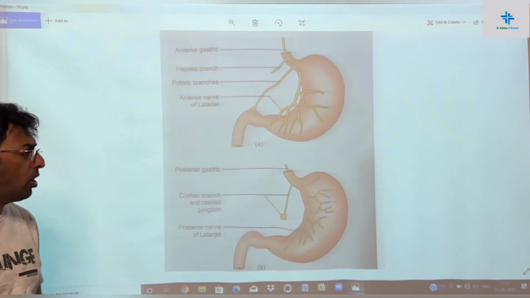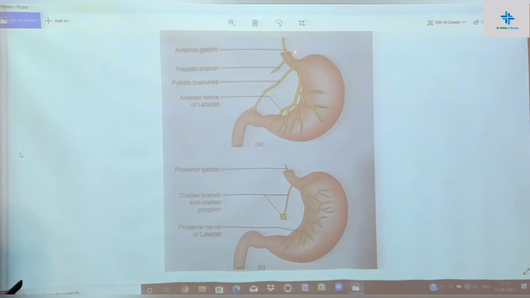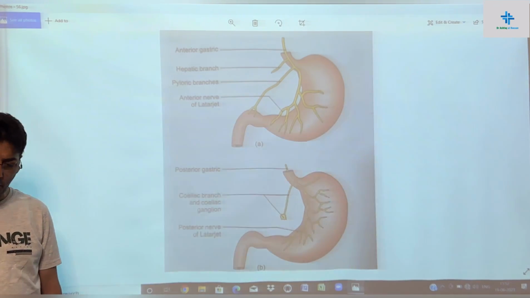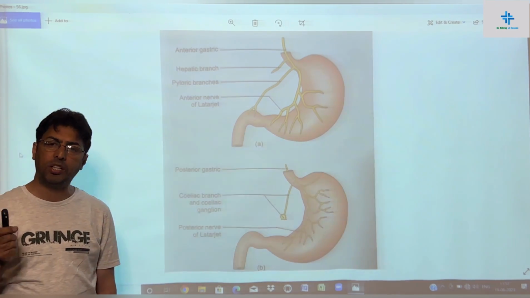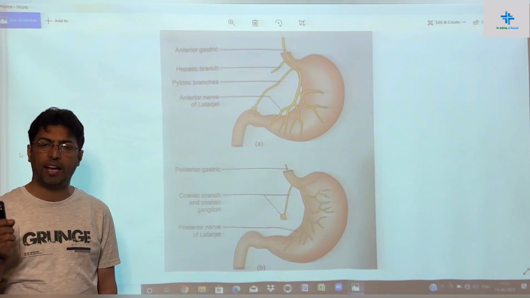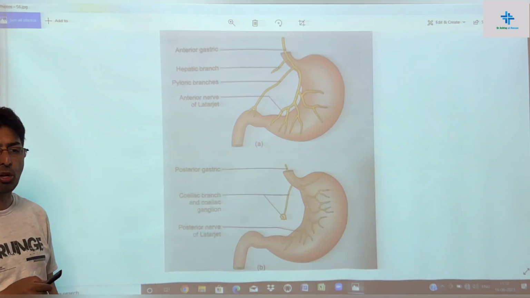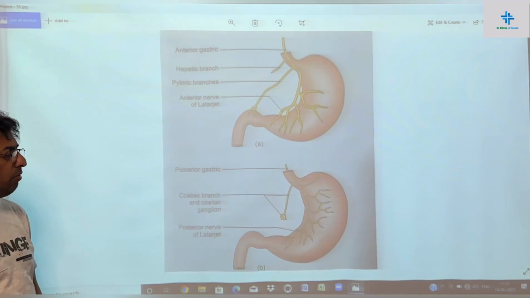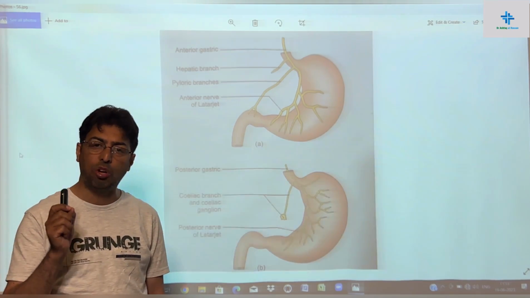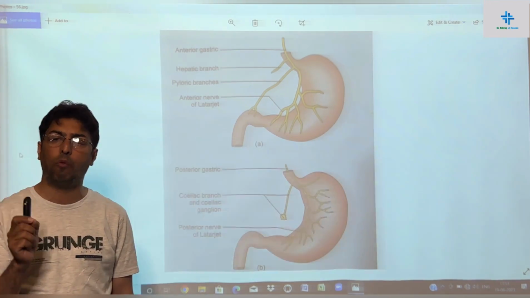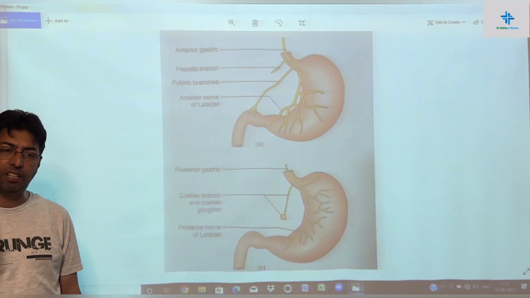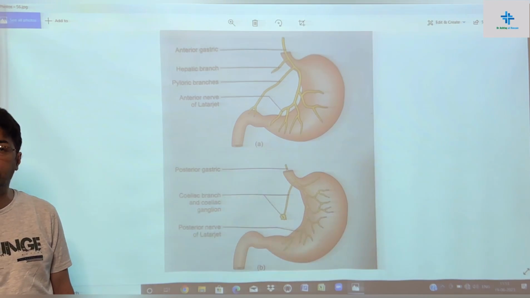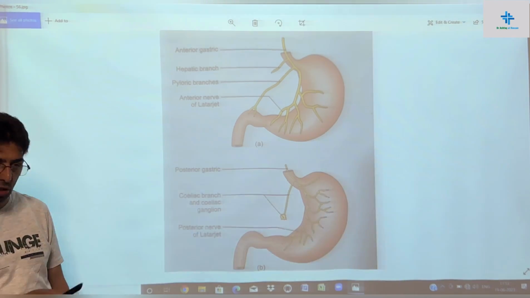Now, what's important is that there are many questions asked by examiners from an academic viewpoint. The first is sometimes they ask, what is the nerve of Grassi? The criminal nerve of Grassi is a branch of the right vagus, or the posterior vagus, which supplies the fundus of the stomach, secretomotor specifically to the fundus of the stomach.